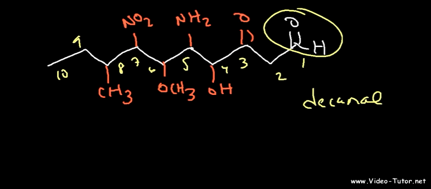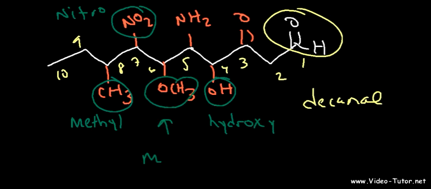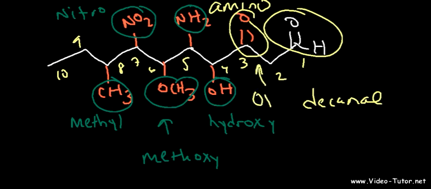Now, as a substituent, we know that CH3 is called methyl. So we have an 8-methyl group. NO2 is known as nitro. OH as a substituent is hydroxy, so it's 4-hydroxy. OCH3, it's very similar, but it's called methoxy because it has an O and a methyl group. NH2 as a substituent is called amino. And a ketone as a substituent is known as oxo. So those are some things that you want to keep in mind.